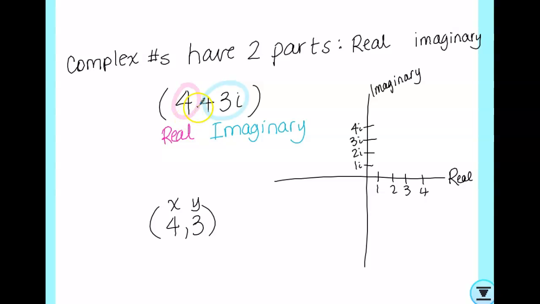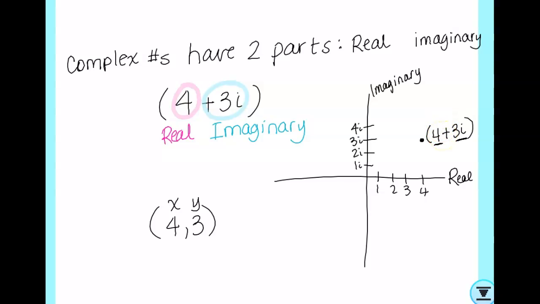If we were going to graph this number, 4 plus 3i, we would do the same thing. On the real axis, we're going to find 4. And then because this is a positive 3i, remember all the positive imaginaries are going to be above the x-axis. So we go to 4 on the real axis, and then we go up to 3i on the imaginary axis. This is going to be the complex number 4 plus 3i. Notice the real part always comes first, the imaginary part always comes second, and there's either going to be a positive or a negative in between those two.